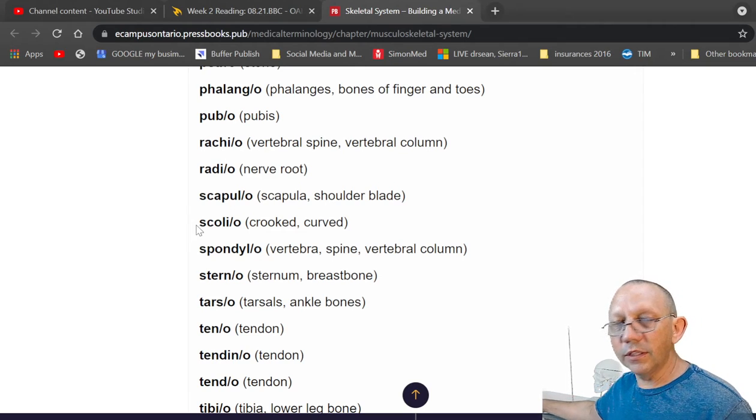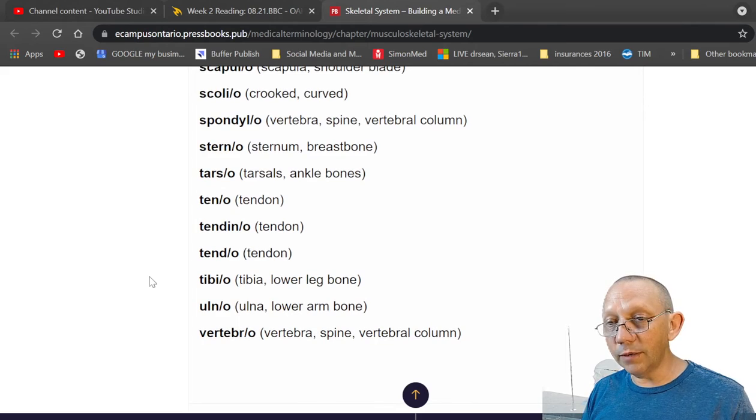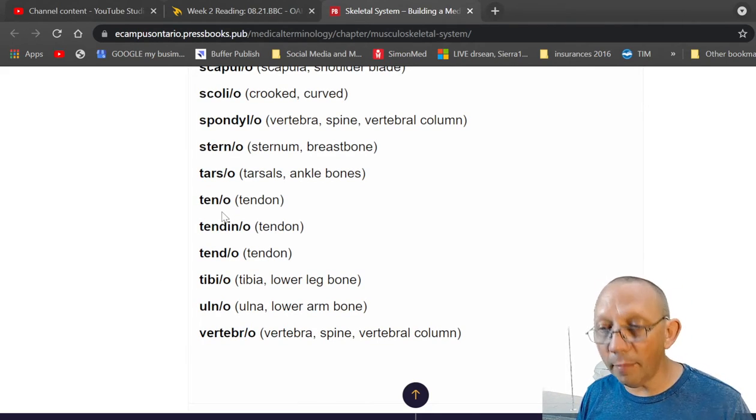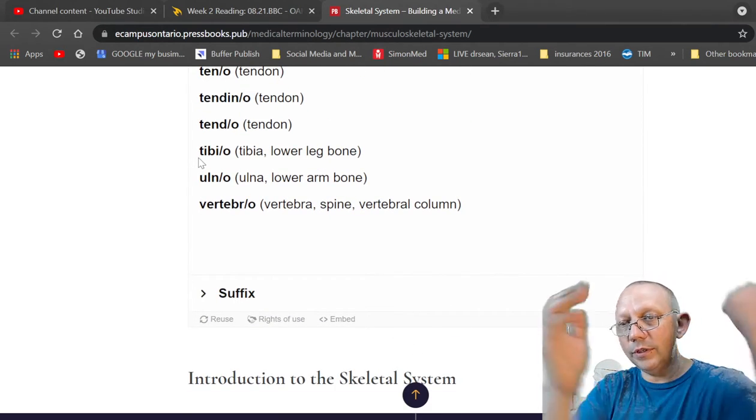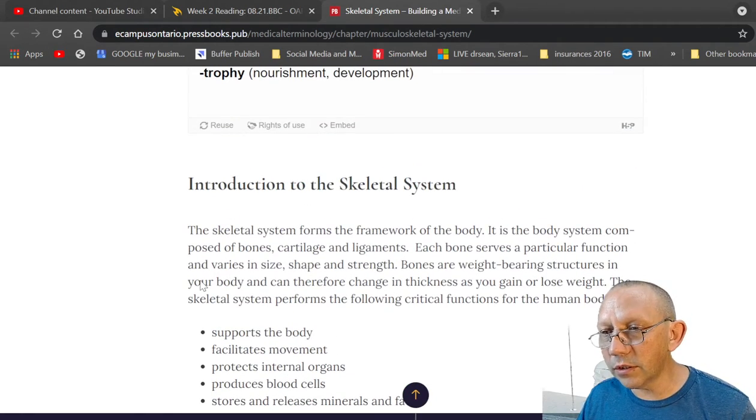Okay? Sternum is the breastbone. That's the chest plate right there. Tarsals, we talked about those. Ten, as in tendinitis, tendinosis, tendinopathy. Tibia is the front shin bone, and then the ulna, we talked about that one, and vertebra. There we go. Let's see suffixes real quick, get through these.